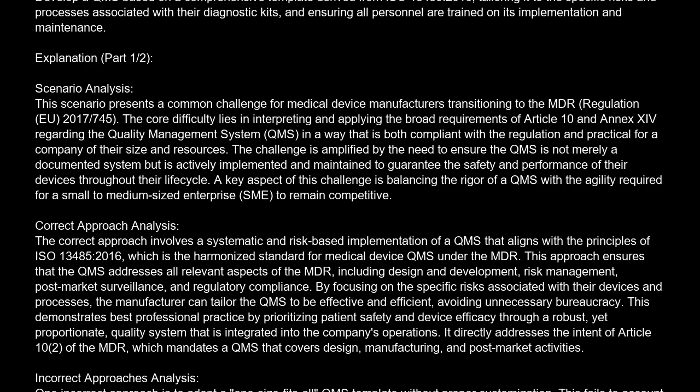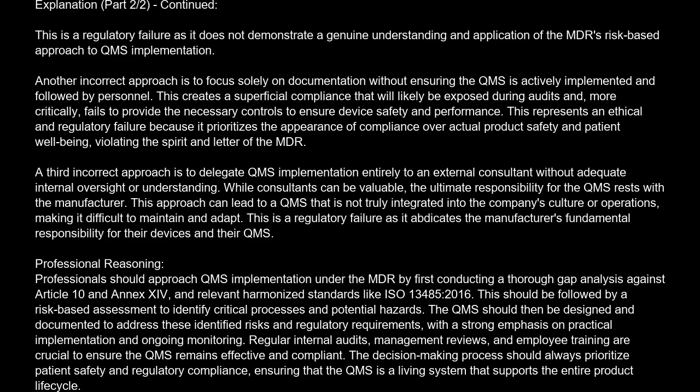Incorrect approaches analysis. One incorrect approach is to adopt a one-size-fits-all QMS template without proper customization. This fails to account for the specific risks and complexities of the manufacturer's devices and processes, potentially leading to a QMS that is either overly burdensome and inefficient or, conversely, insufficient to ensure compliance and safety. This is a regulatory failure as it does not demonstrate a genuine understanding and application of the MDR's risk-based approach to QMS implementation.